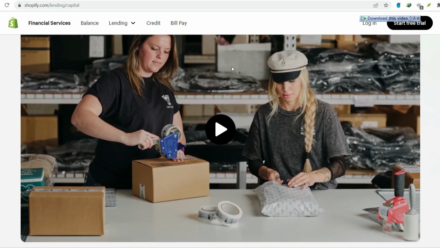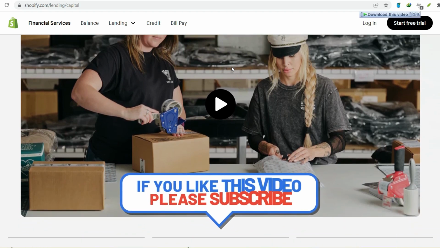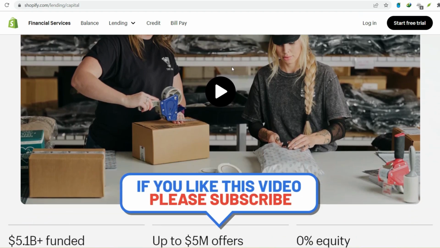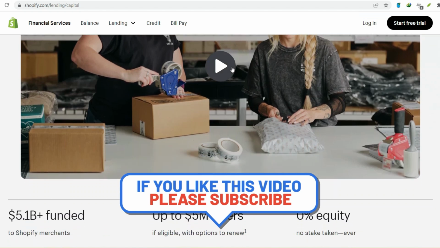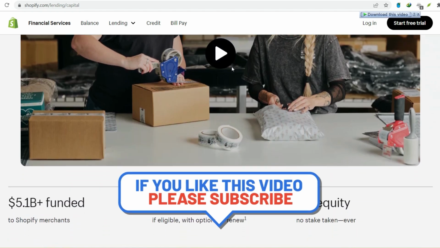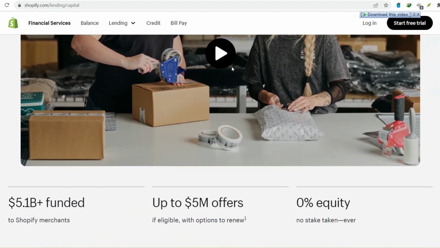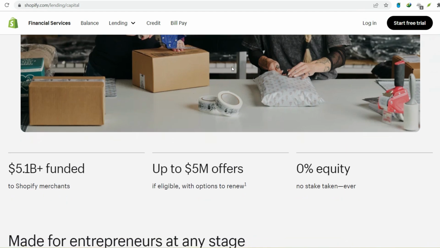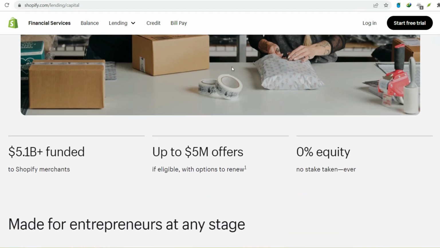Going through a traditional bank loan can be a lengthy process with strict requirements. This is where Shopify Capital comes in. It's a faster, more flexible alternative specifically tailored for Shopify merchants, offering funding as a lump sum that you repay based on a percentage of your daily sales.